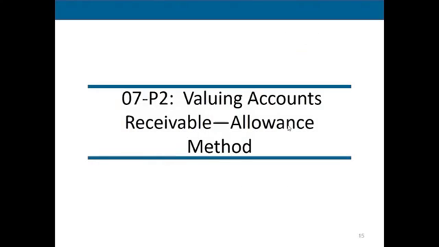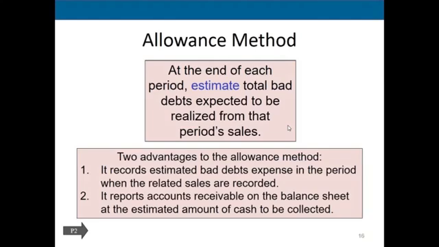Okay? Materiality. All right, so what about the other methods? That was the direct write-off method. That's all there was to it. Let's move on into the allowance method. First off, the allowance method is a generally accepted accounting principle, because it actually does match up the expense in the period with the revenue.